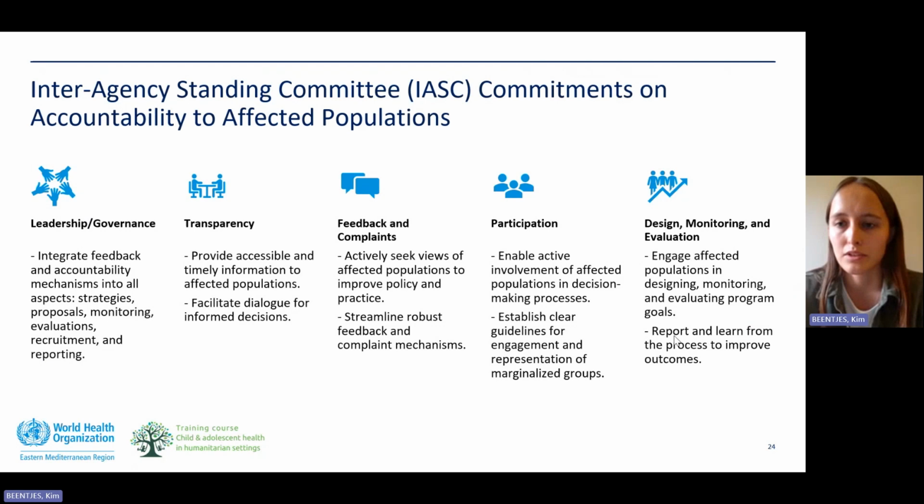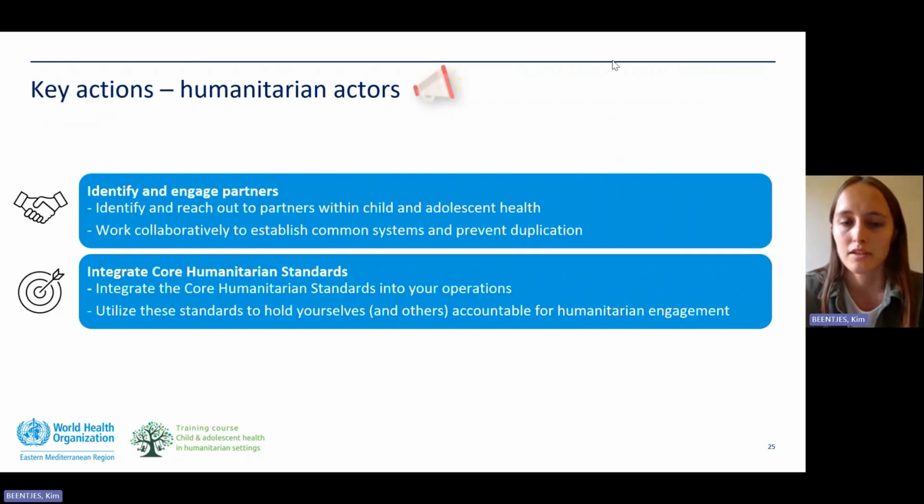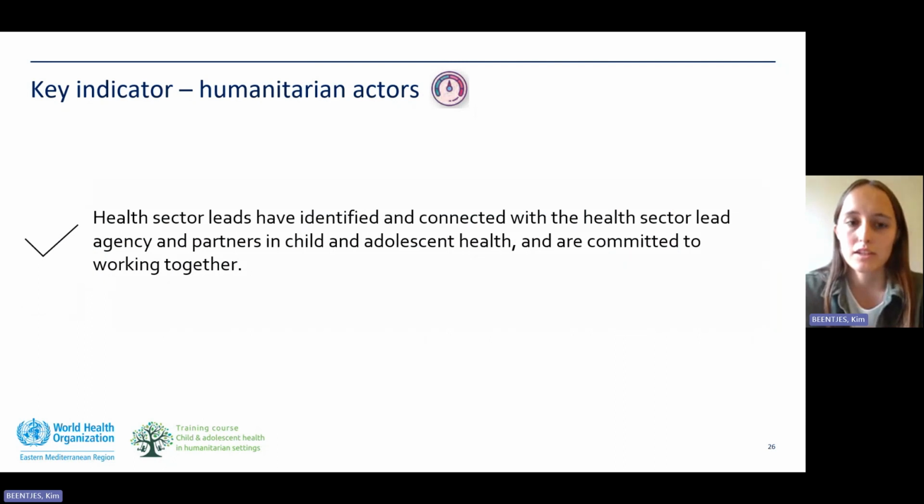The key actions that are linked to this are, again, from the Sphere standards. This includes identifying and engaging partners. This is identifying and reaching out to partners with child and adolescent health and working collaboratively to establish common systems and prevent duplication. And then the second one is integrating the core humanitarian standards into your operations, utilizing these to hold yourself and also everyone around you accountable for humanitarian engagement. The key indicator that is linked to this is that the health sector lead has identified and connected with the health sector lead agency and partners in child and adolescent health and are committed to working together.